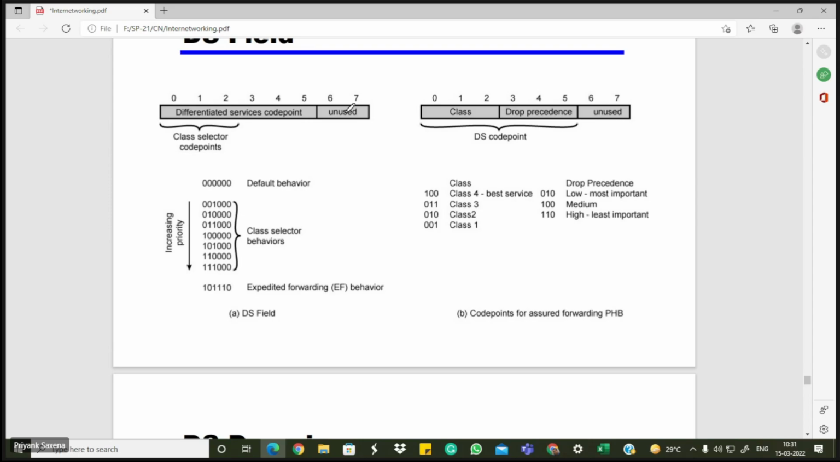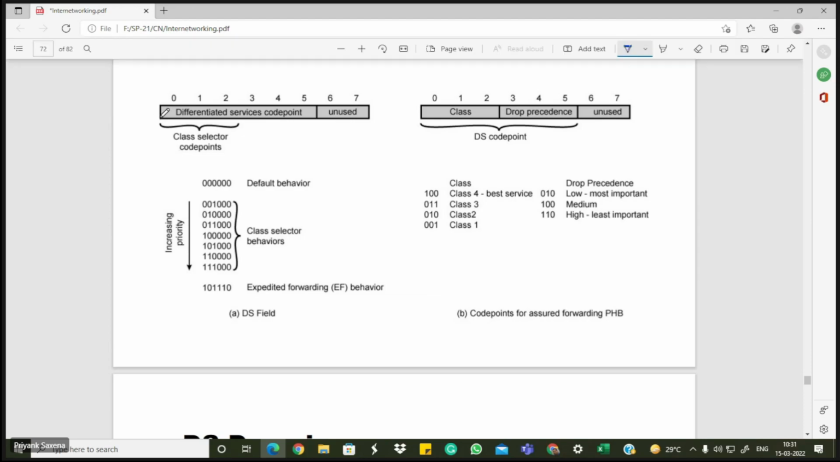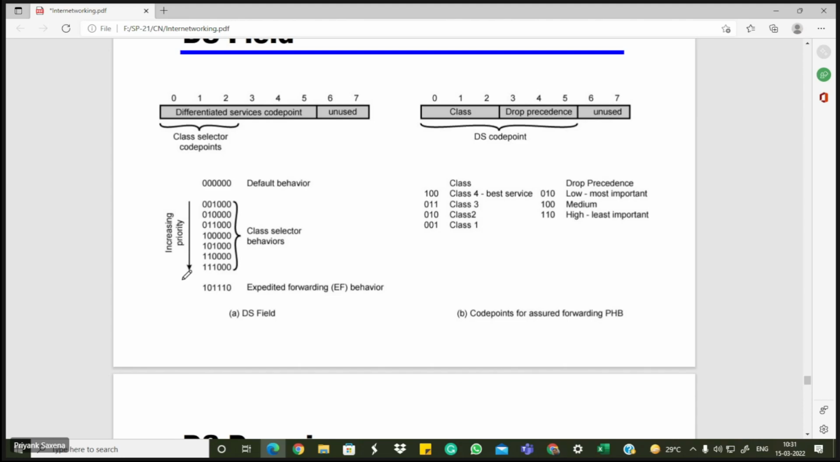So it shows the DS field, like you can see here that the first 6 bits, this is the default behavior, and there are different classes, okay, a class selector behavior. So from here you can get the different classes, and as the priority level increases, you can see that the higher level of precedence is indicated here. So this is once again divided like class, drop precedence, and unused.